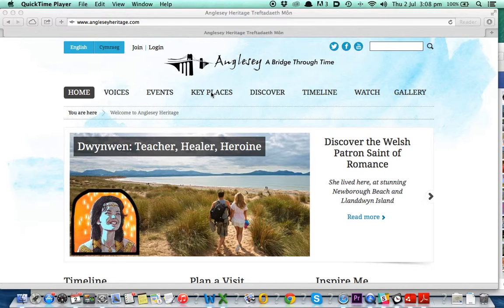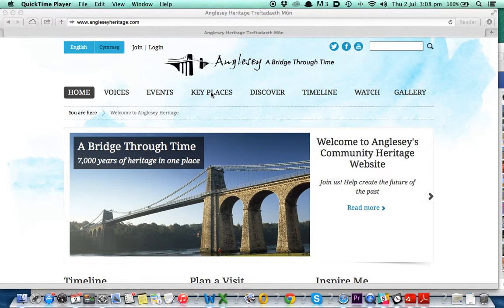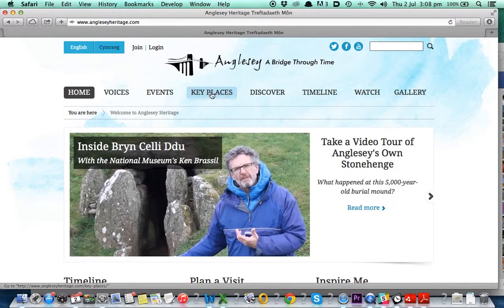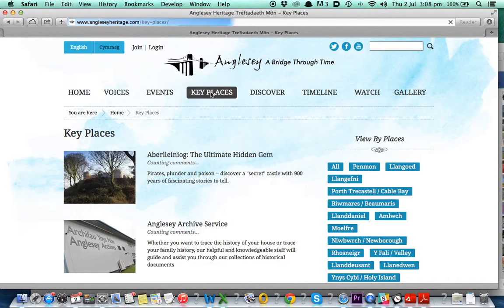pages. The website developed out of a need to drive more tourists' footfall to Anglesey's lesser known heritage sites. So writing about them was one of the key motivations for developing the website, trying to get more people to visit these key places. And a lot of the other website features are derived from creating a context for the stories of the key places.